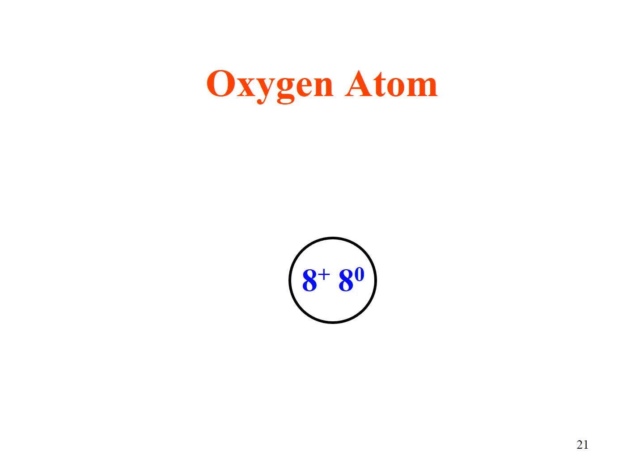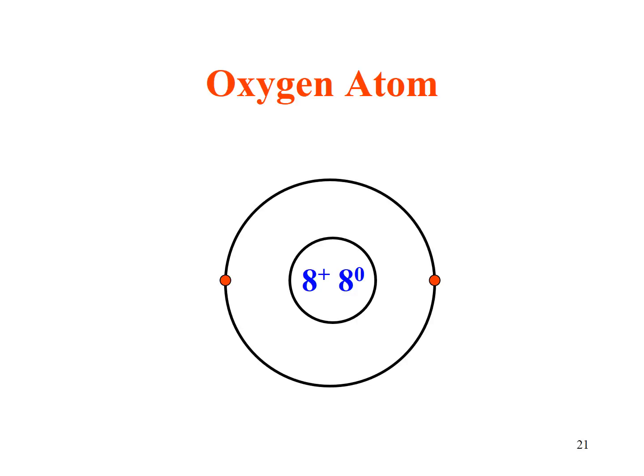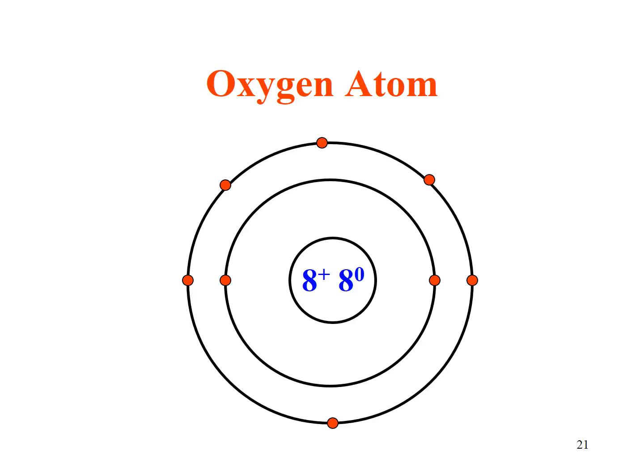The nucleus of the oxygen atom will have 8 protons and 8 neutrons. There will be 2 electrons in the first energy level. There should be 6 electrons in the second energy level.